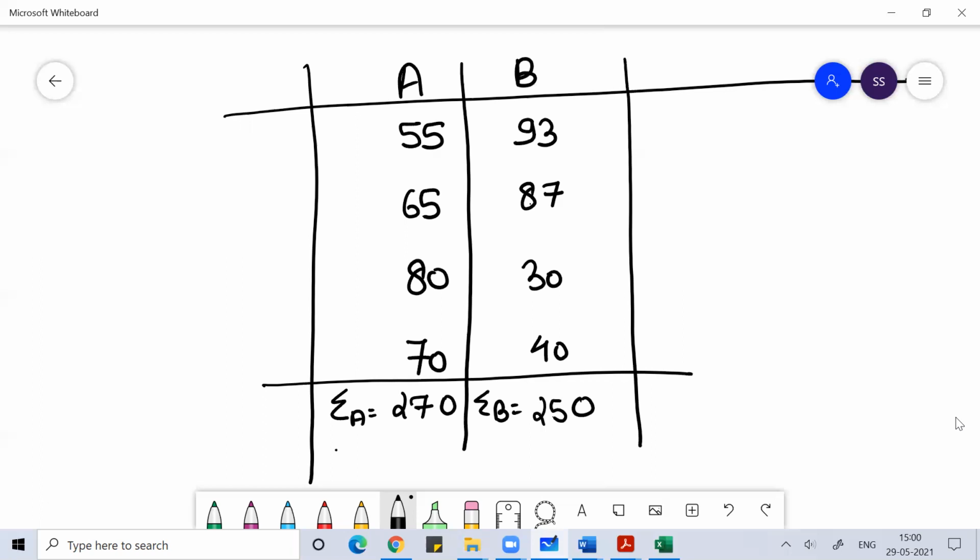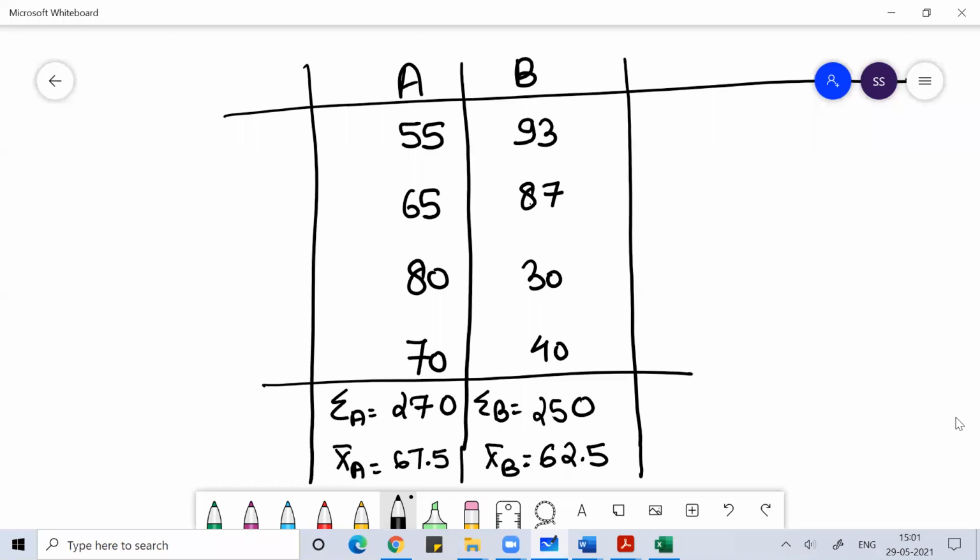Then I can find the mean. The mean of A is 270 divided by 4, which gives 67.5. The mean of B is 250 divided by 4, which gives 62.5. So I got the mean of A and the mean of B.